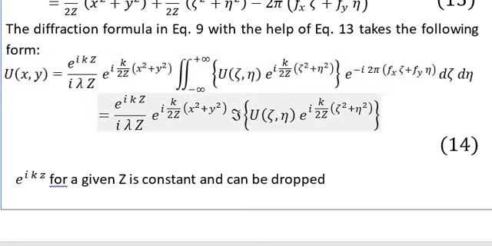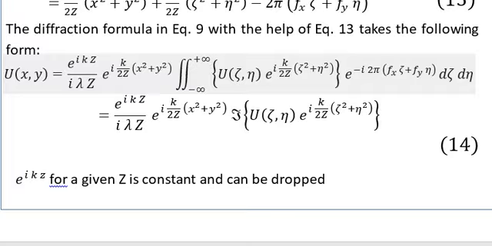This lies outside the integral, and within the integral from minus infinity to plus infinity we have, within the curly bracket, u of zeta comma eta multiplied by e to the power iota k over 2z times zeta square plus eta square, multiplied by e to the power minus iota 2 pi fx into zeta plus fy into eta, and integration is with respect to d zeta d eta. So we have two quadratic phase factors. One is based on x square plus y square, lying outside the integral because it does not depend on the parameters of integration, and there is another quadratic term connected with the object plane, zeta square plus eta square.